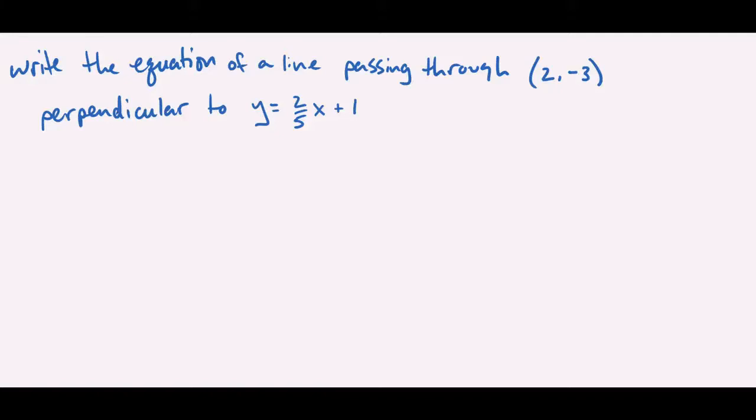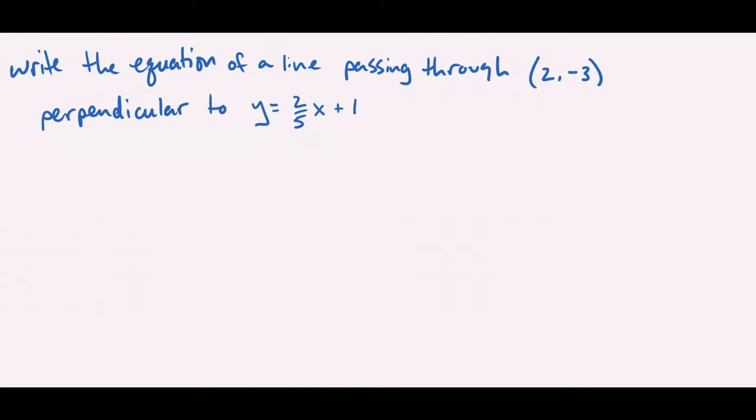Write the equation of a line passing through the point (2, -3), perpendicular to the line y = 2/5 x + 1. If you'd like to work the example first before seeing the solution, go ahead and hit pause and then check your solution.